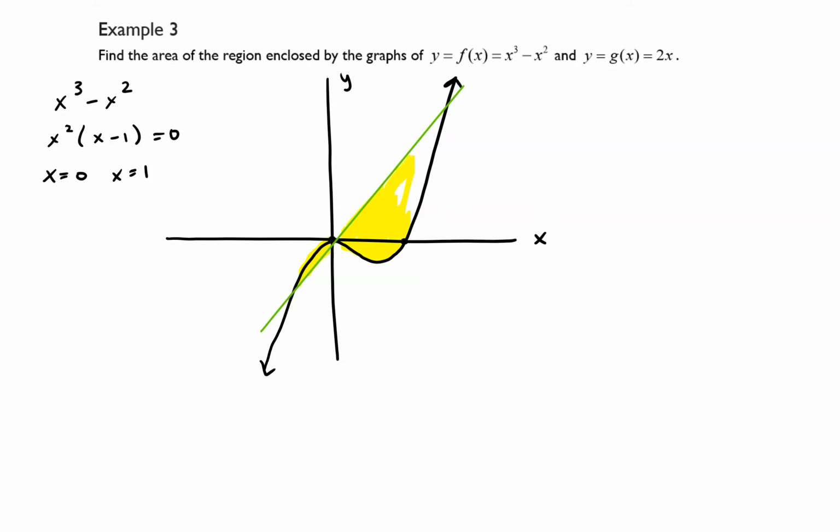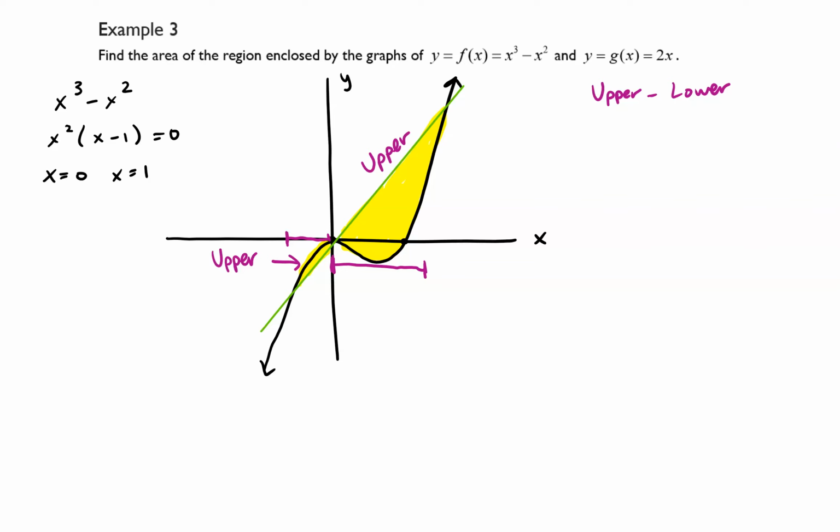So this is a little bit different again between examples 1 and 2, because remember I said earlier that it's always the upper function minus the lower function. Well, that changes here because here the upper function is the linear function from this point to whatever that x value is, but from here to here, the upper function is the x cubed minus x squared. So what that means is we're going to have to create two different integrals.